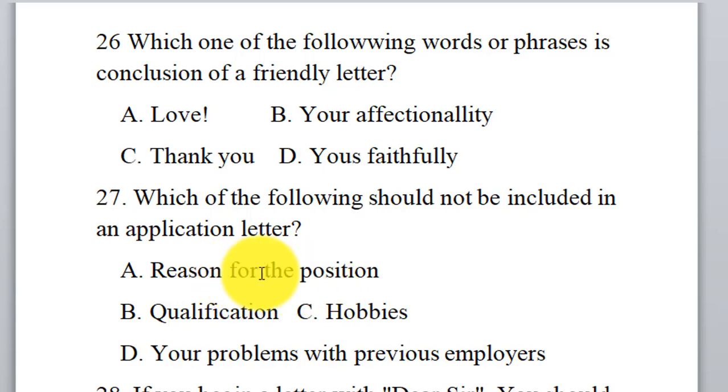So that's true. Your qualification is mandatory in writing an application letter. Your additional hobbies: the managers or the committee may look at the hobbies and you'll be on the short list, so hobbies are also true. Your problems with previous employees: if you write like this, the managers or the personnel officer may not read your application letter. They simply reject it because this person has a problem with the previous employer, so he is not allowed to enter here. So an application letter cannot consist of this type of information. So D is the right answer.